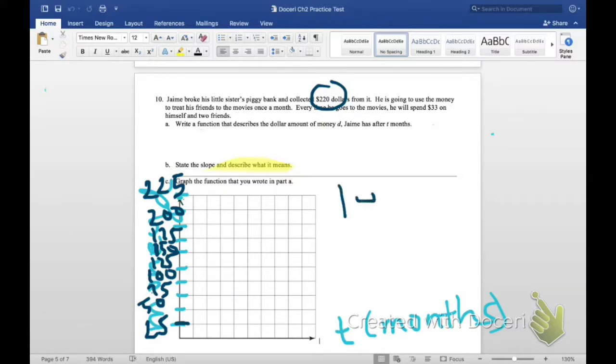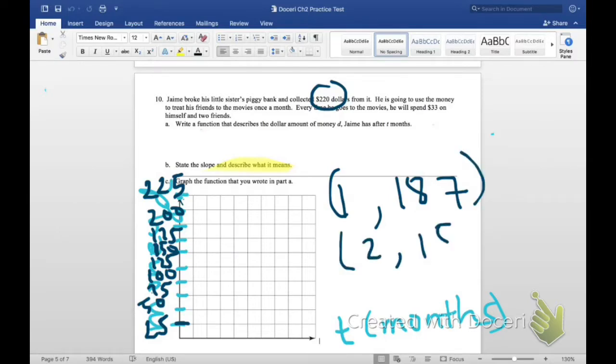And then after the first month, Jaime has $187. Okay, so we can think of this actually as my ordered pairs. After the first month, Jaime has $187. After the second month, he has $154. After the third month, he has $121. So my line should be going down, right? My slope is negative. He's losing money.